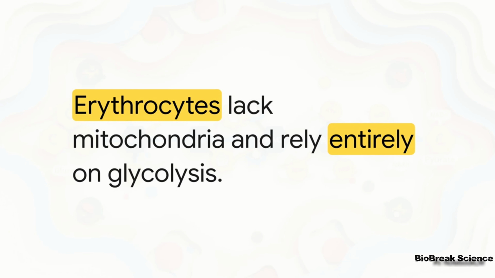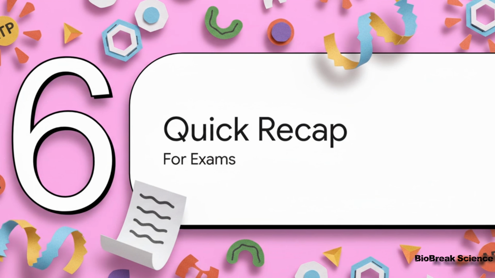Some cells in your body, specifically your erythrocytes, your red blood cells, completely lack mitochondria. Wait, if they don't have mitochondria, they literally can't cash those NADH checks or process that pyruvate any further, right? Precisely. Without mitochondria to perform oxidative phosphorylation, human red blood cells rely 100% entirely on this exact glycolytic pathway for their energy production. Without glycolysis, your red blood cells just couldn't survive to carry oxygen to the rest of your body. It's that important. All right, section 6, quick recap for exams.